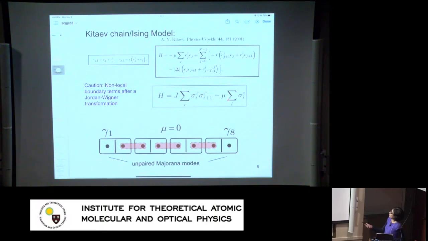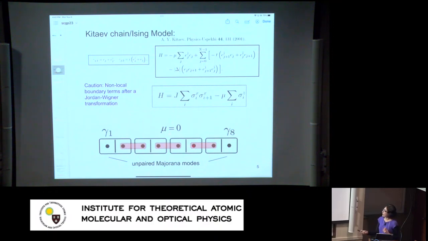Now, we know that this Ising model has two phases. When J is greater than mu, you are in the ferromagnetic phase. In the original fermionic language, you are in the topologically non-trivial phase. Whereas when J is less than mu, you are in the paramagnetic phase. In the original fermionic model, you are in the topologically trivial phase.